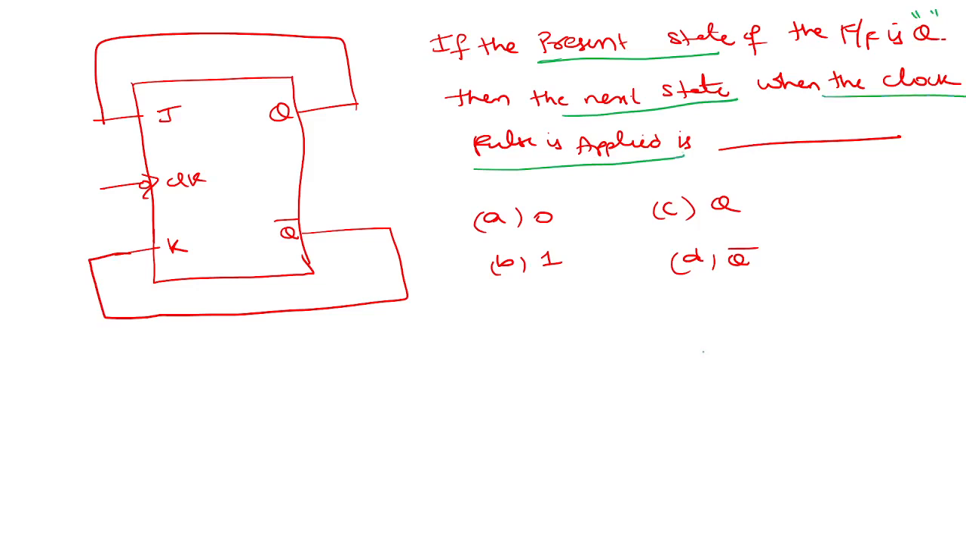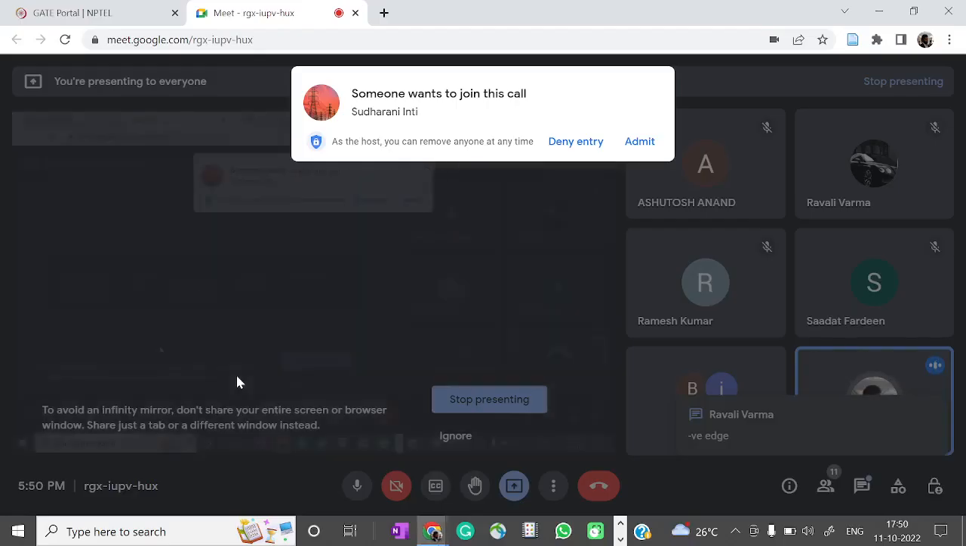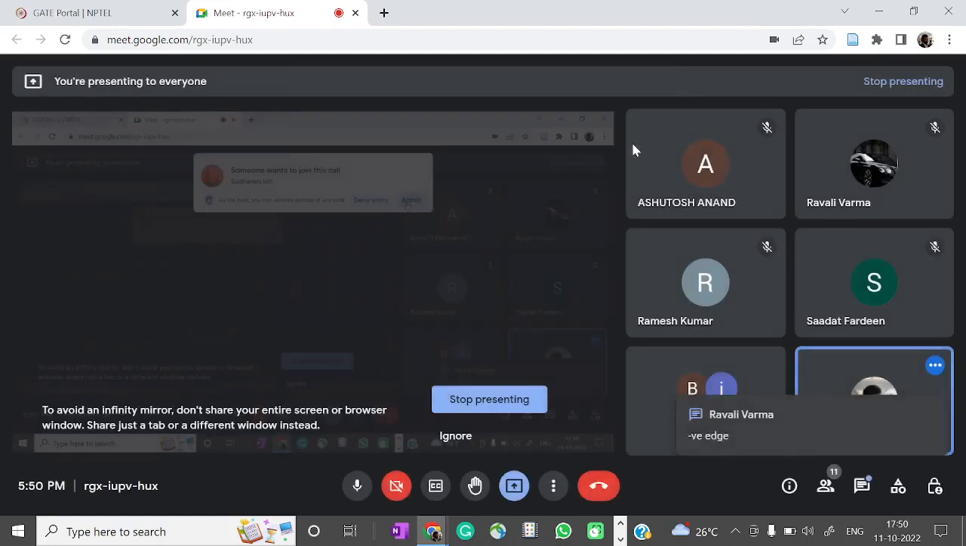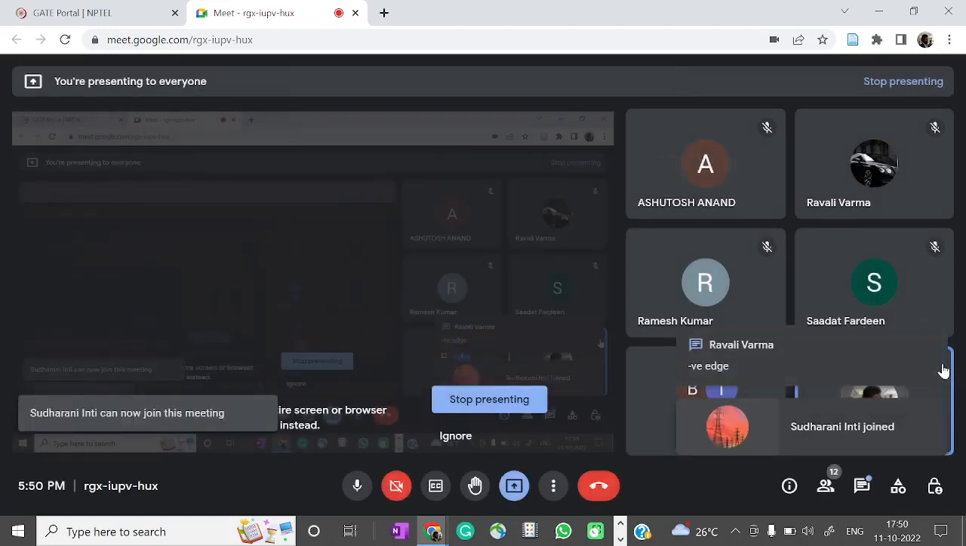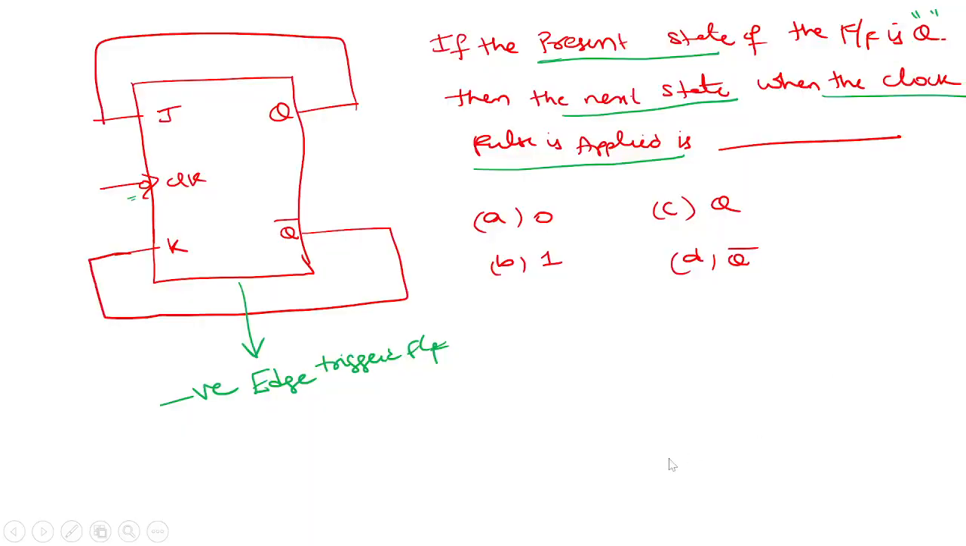Now you see, what is this flip-flop? Level or edge? This is an edge triggered flip-flop. And you see the symbol? There is a bubble here. It is a negative edge triggered flip-flop. Very good, Ravali. This is a negative edge triggered flip-flop. Again, they are saying when the clock pulse is applied, so you don't need to worry whether this flip-flop is enabled or not, it is enabled.